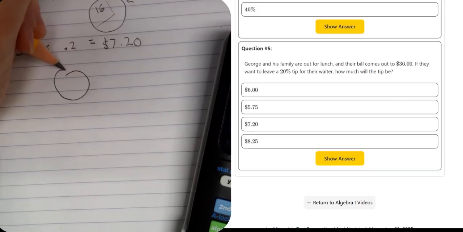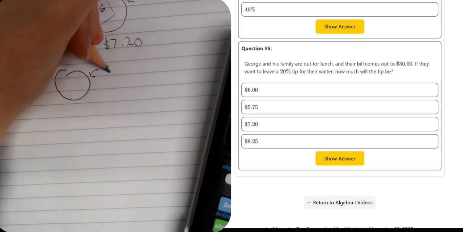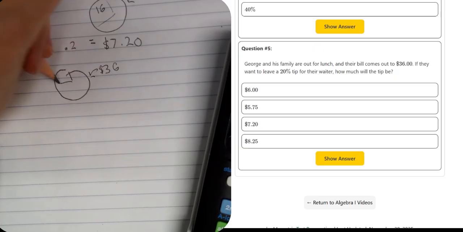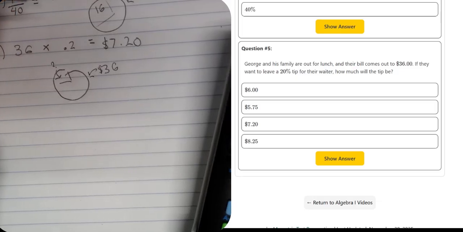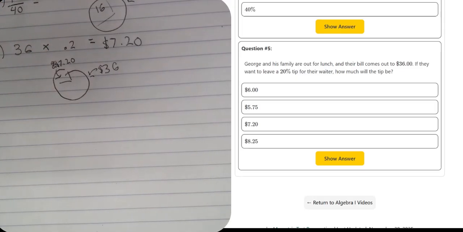And just to draw this, just to keep things even, this whole thing is $36, right? Now, 20% is roughly that. And we want to find out what this amount is. Now, we know what it is. It's 7.20. Does that make sense? All right, beautiful.